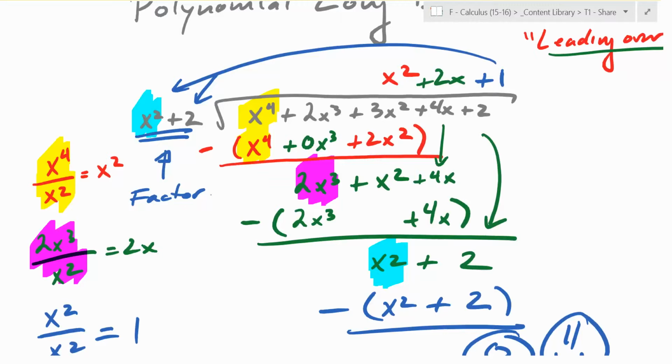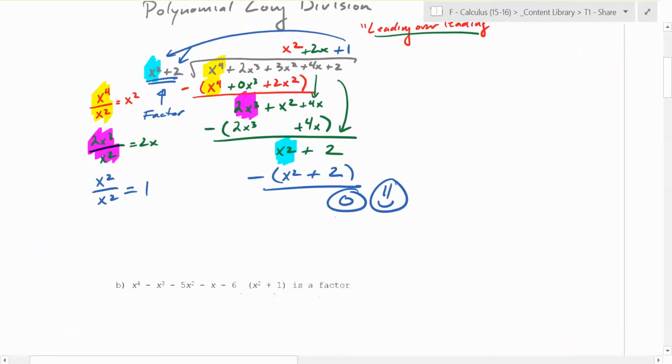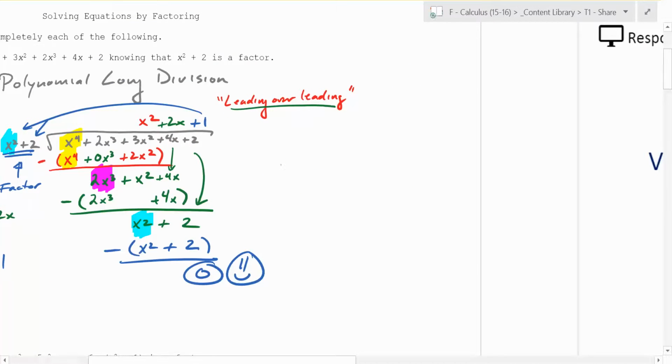Did we prove it's a factor? Yeah, but what else did we show here? This times what is this? This times this. This times what is that? X squared plus 2x plus 1. This is what we were looking for the whole time. So what does this now tell us? This tells us the following. It tells us that we now have x squared plus 2 times what? X squared plus 2x plus 1.